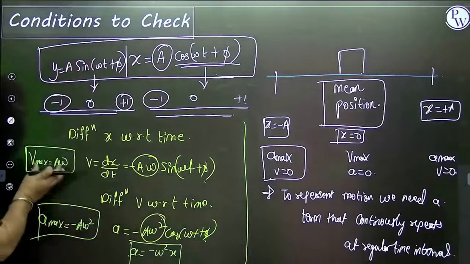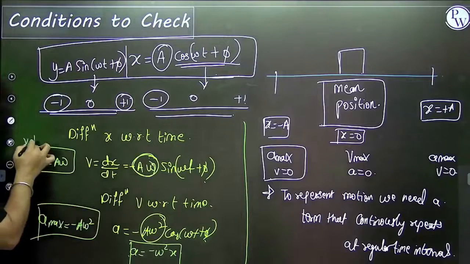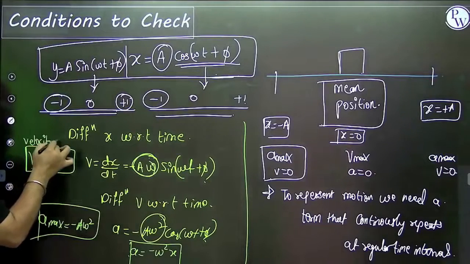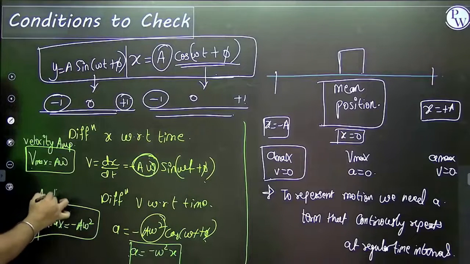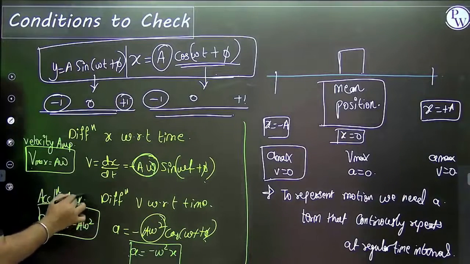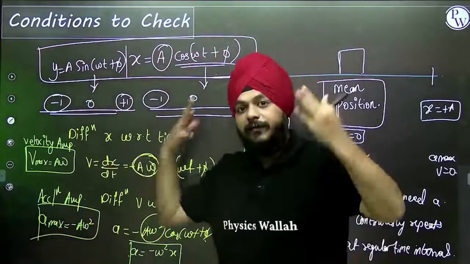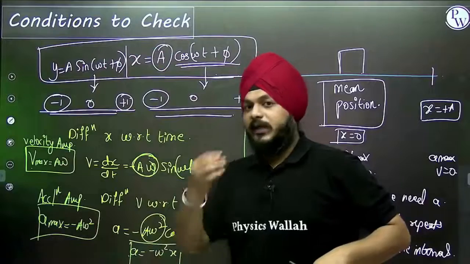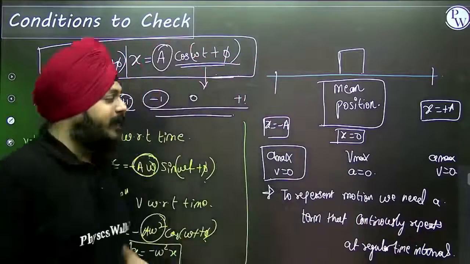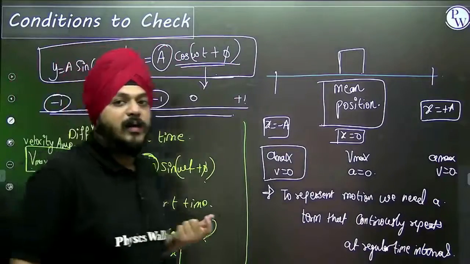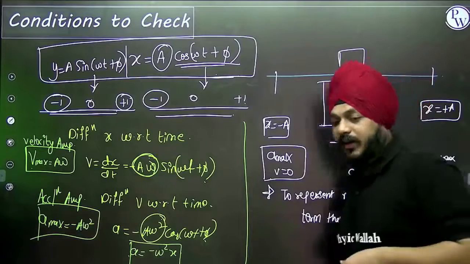Here we are getting new things. This is the maximum velocity, or in another sense it is also known as velocity amplitude. In another sense, this is known as acceleration amplitude. At this point, plus A is amplitude, A omega is the velocity amplitude, and minus A omega square is the acceleration amplitude. Why this minus? This minus sign indicates it always acts towards the center and opposes the motion.